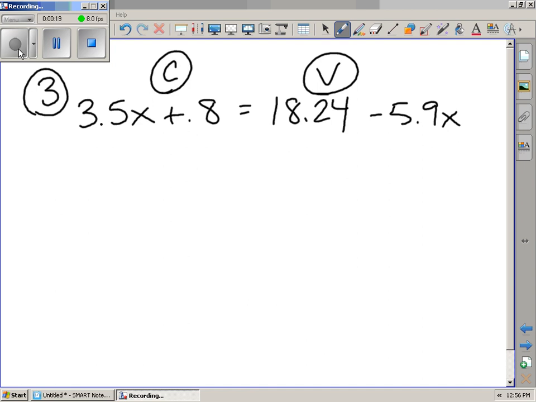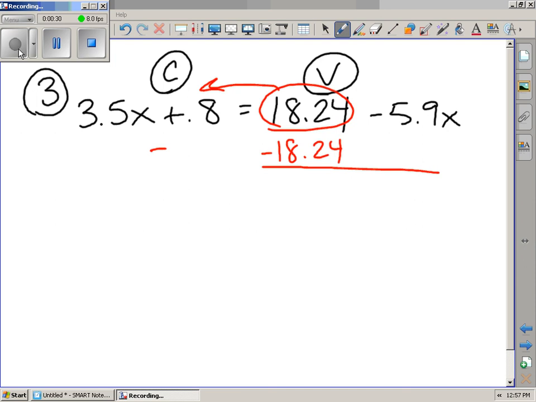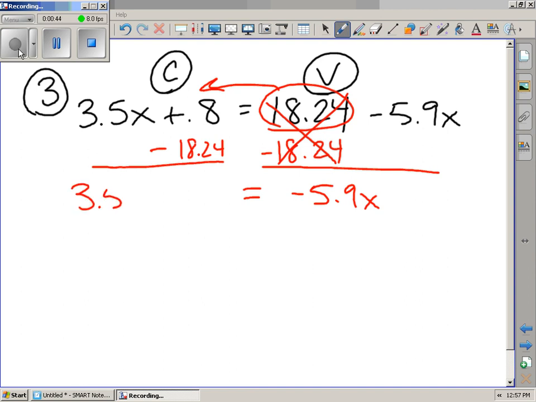I'm going to start by moving this positive 18.24, which is a constant, to the left side. To do that, you need to use inverse operations. On the right side, 18.24 minus 18.24 equals 0, so we're left with negative 5.9x. On the left side, we carry down the 3.5x, and then we take 0.8 and we subtract 18.24, and we get negative 17.44.